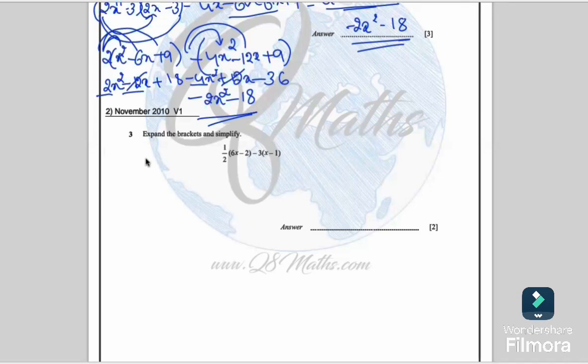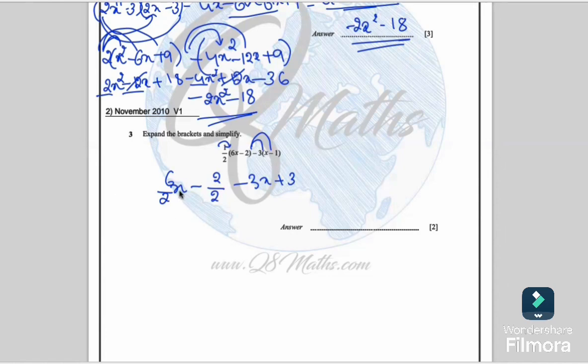See question number 2, where we have half multiplied by (6x minus 2), isn't it? So if I multiply half to the first term, which is 6x, it will become 6 divided by 2x, minus 2 divided by 2. Then if I multiply minus 3 to the inside of the bracket, it will become minus 3x and positive 3. It will become 3x plus positive 3.